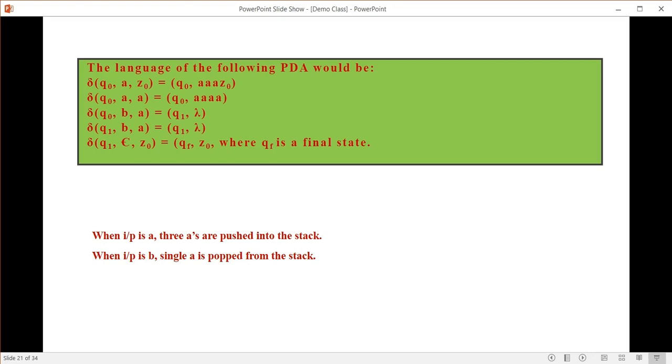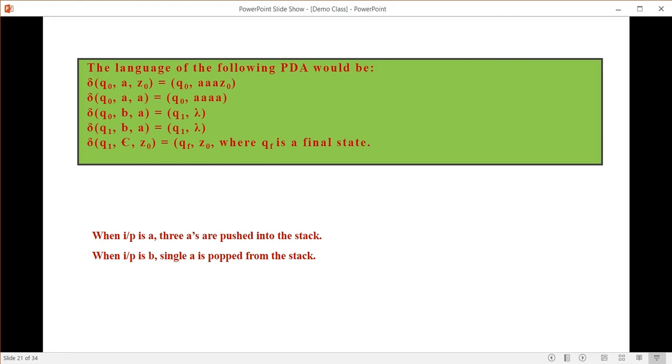Then we have to push three A's into the stack. That is the problem given here. So the output is Q naught comma AAA Z naught, with Z naught already in the stack. When the input symbol A is coming, we have to insert three A's into the stack.